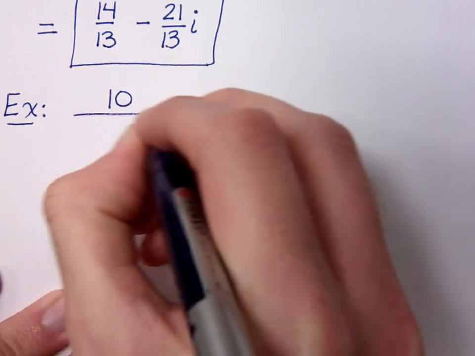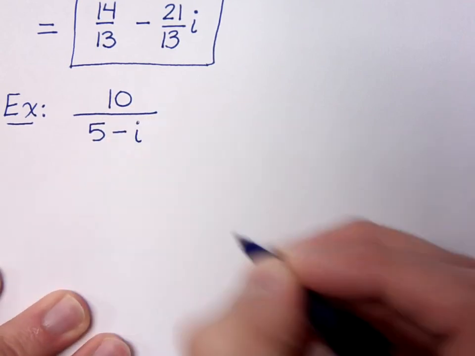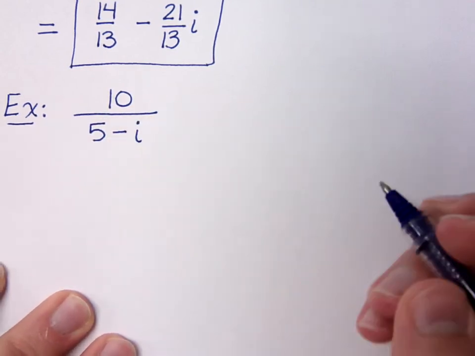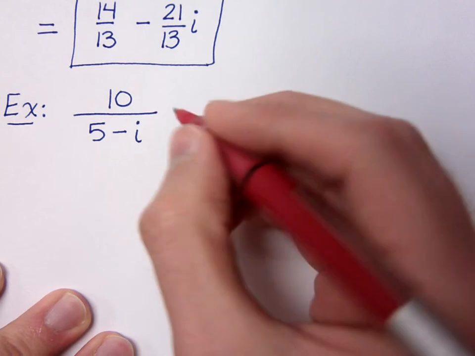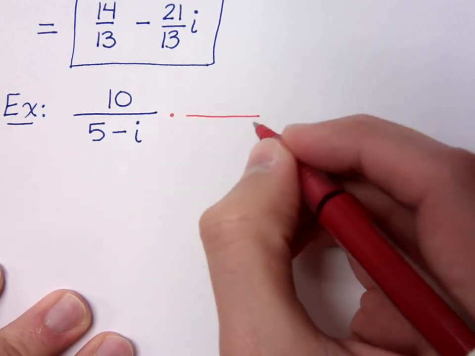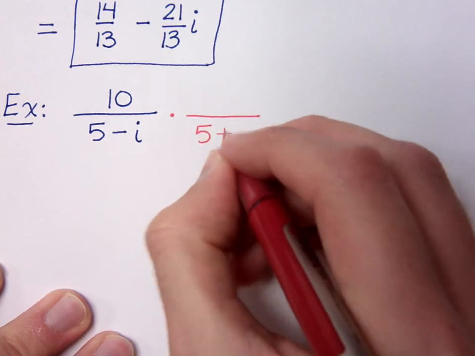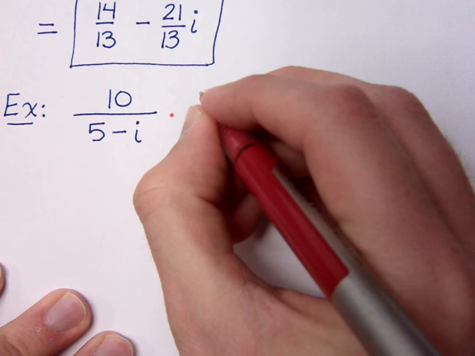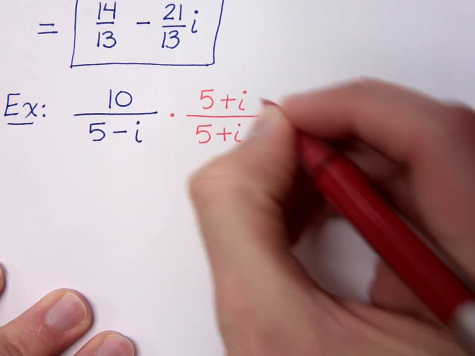10 over 5 minus i. Again, we're dividing by a complex number, so we need to multiply times the conjugate so that I can make sure that I have only a real number in my denominator. So the conjugate for 5 minus i is 5 plus i. Remember, for the conjugate, the real part stays the same, but it's the imaginary part that changes the sign.